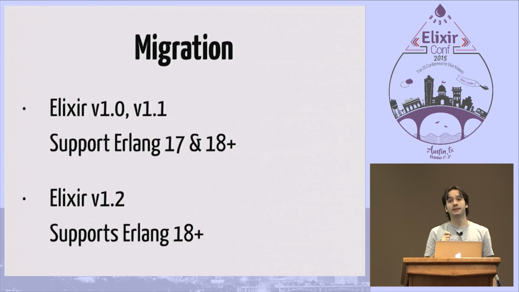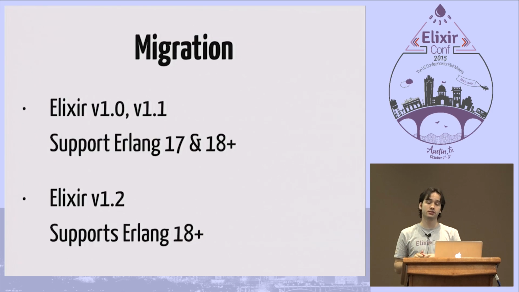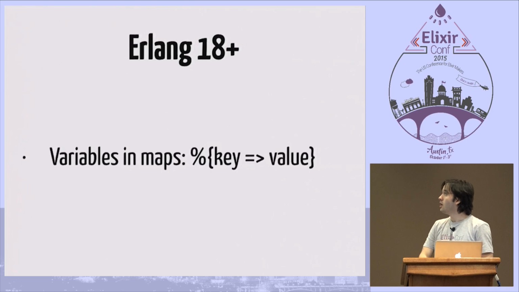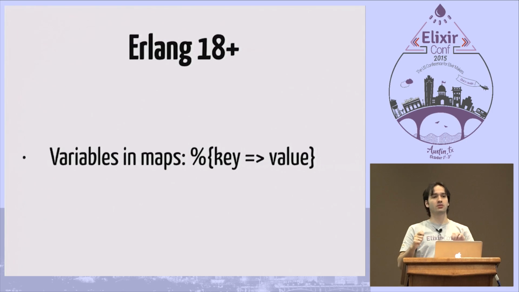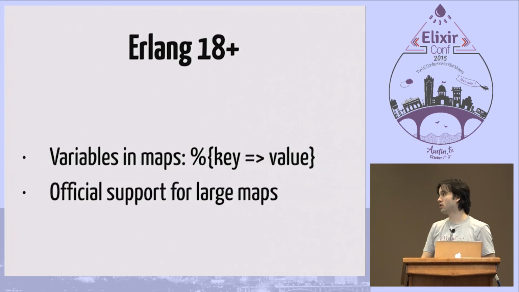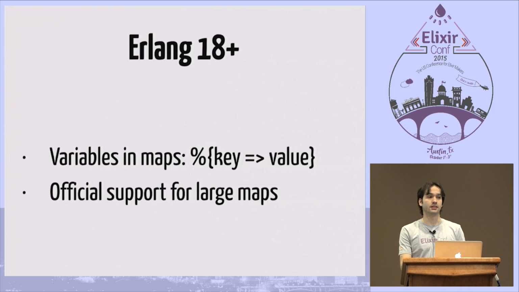And the reason for that is because there are a bunch of fantastic features in Erlang 18 that we want to leverage. Two of them, especially: we will now be able to have variables as keys in maps. So today, if you try to create a map and the key is a variable, the compiler is going to say, hey, you can't do that, right? So you need to create an empty map and call Map.put to put the value in there. Now that's going to work with Elixir 1.2. And so that's coming soon, right? And we have official support for large maps. And this is fantastic, okay?